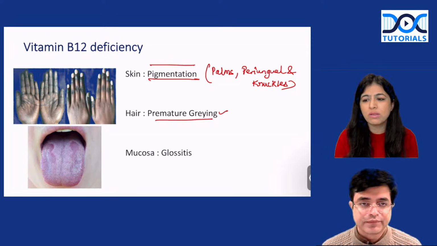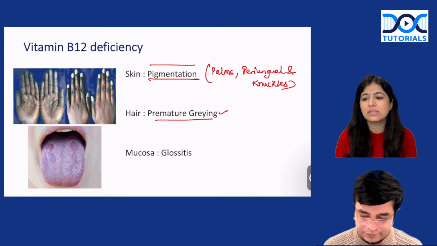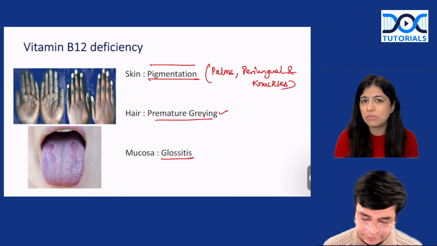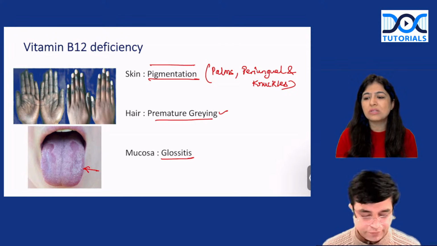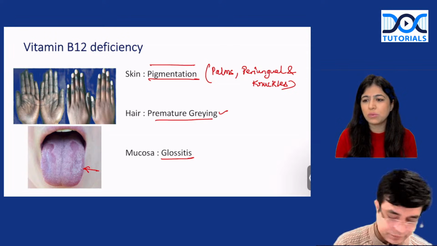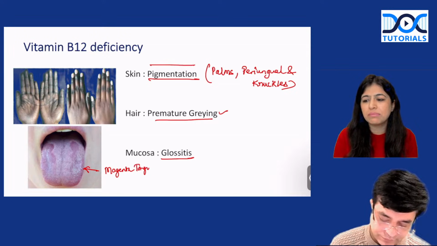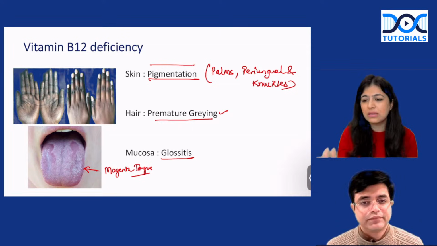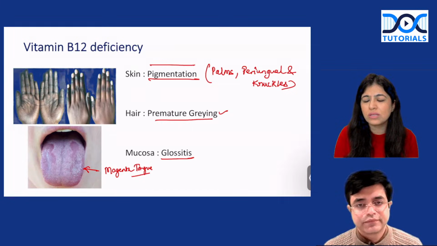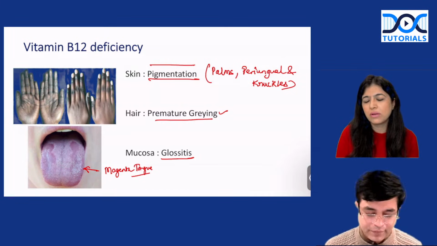On the mucosa, with all the vitamin deficiencies, you can see glossitis. The same is the thing you can see with vitamin B12 deficiency also. This is called magenta tongue in B12 deficiency. So the glossitis that you see on the tongue is called magenta tongue. Apart from skin, there are certain other systemic manifestations also, which sir will cover.